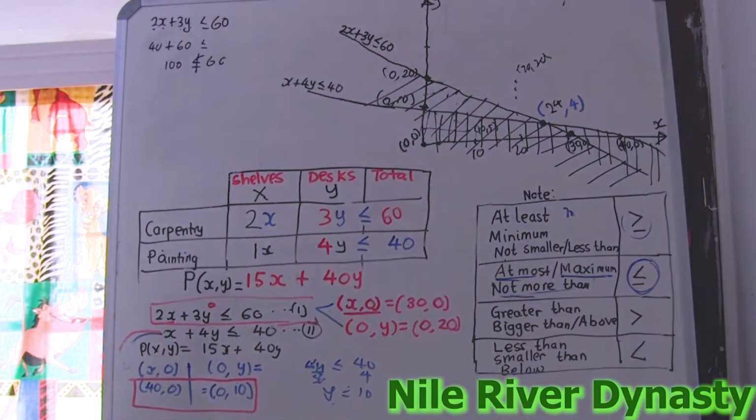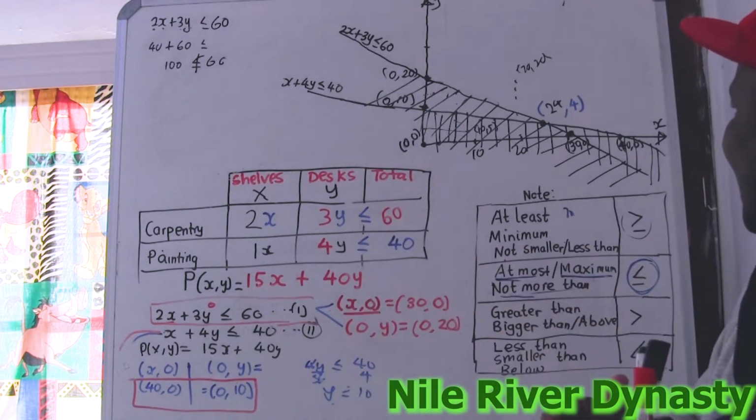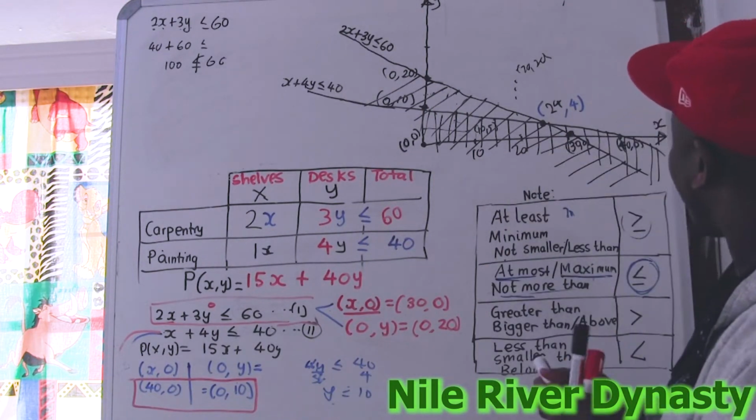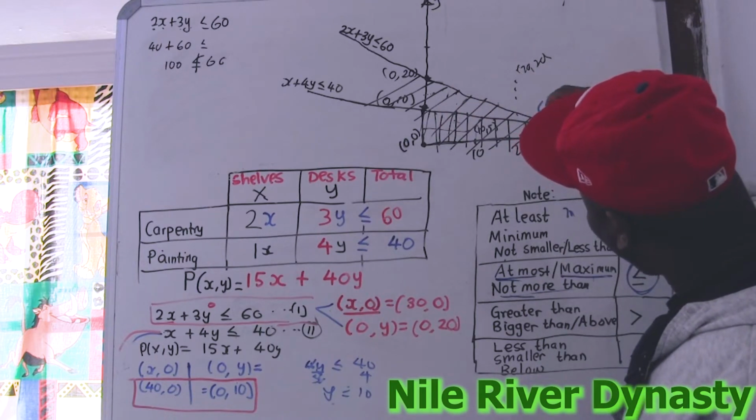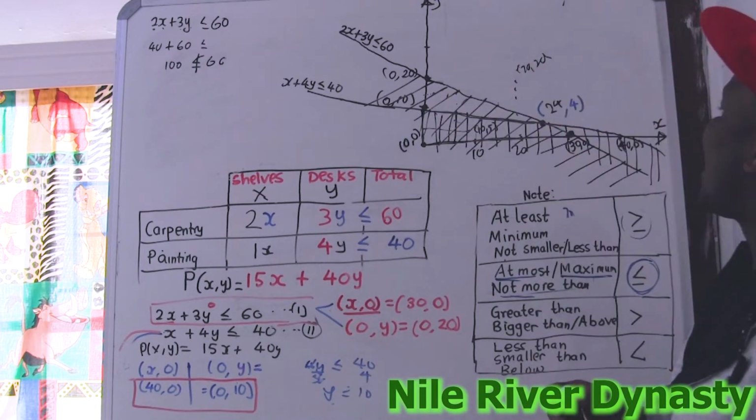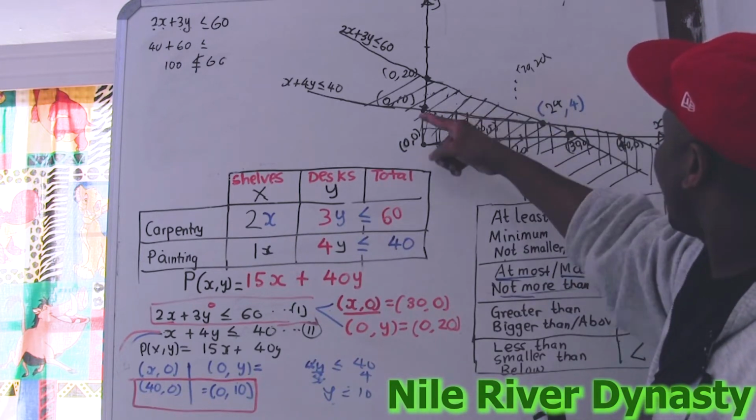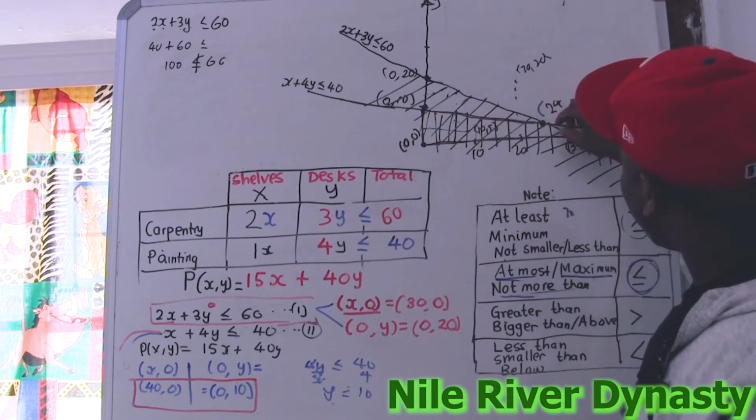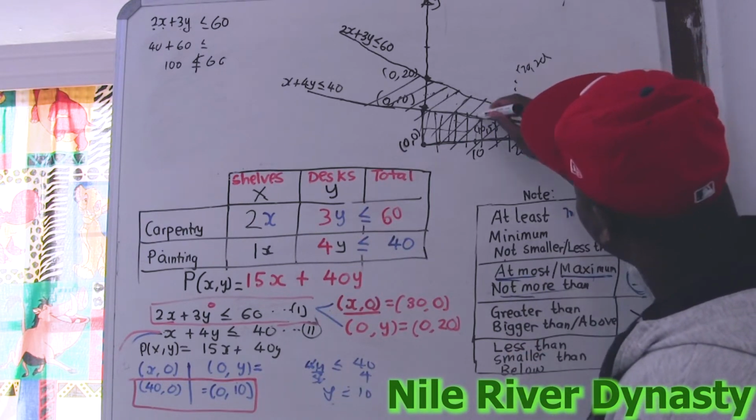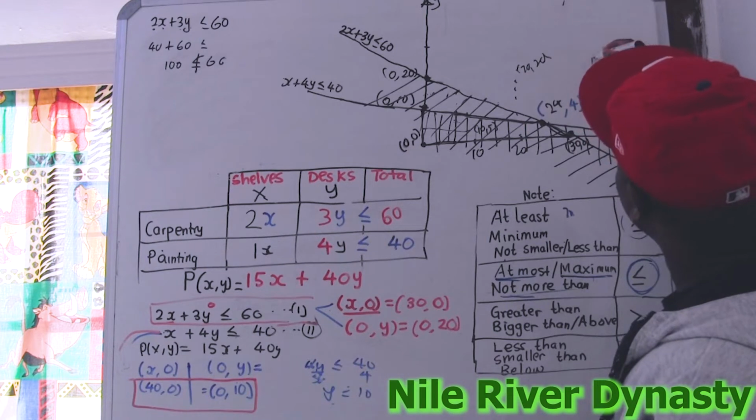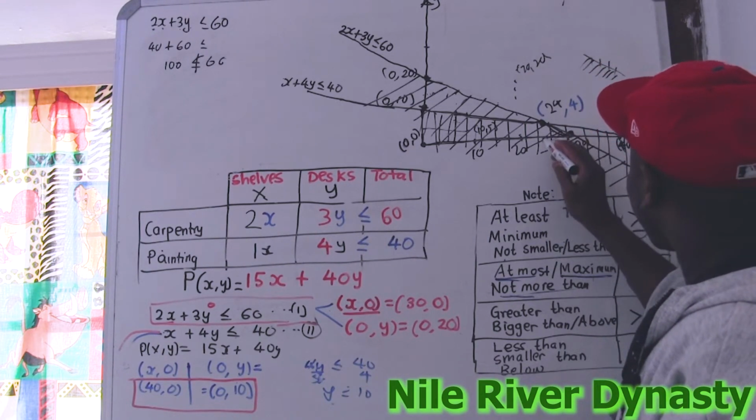So what is the feasible region here? The feasible region is where both lines intersect. Look, where do they intersect? Here, this place here. You know why I say this place? Because it's where the two lines intersect. This is the position where they come together. Look, this one was coming here, and this one came here. They intersect here, you see, together.